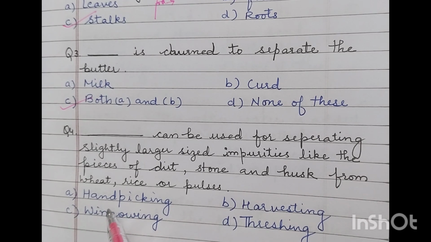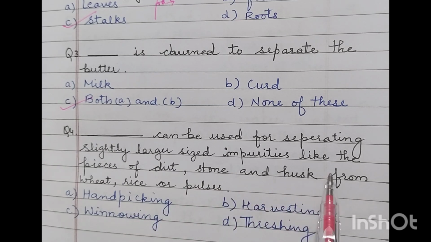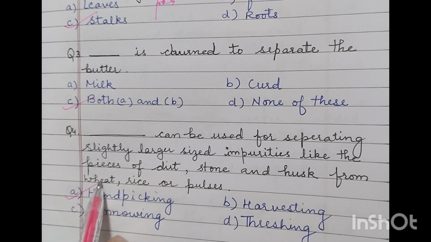Then hand picking is the method which is used for separating slightly larger sized impurities like the pieces of dirt, stone. You can see your family members, especially your mothers, grandmothers, elder sisters or brothers doing this process to separate the larger impurities from wheat, rice or pulses. So the right option is hand picking.